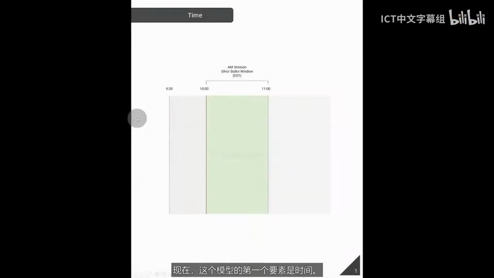Now the first component of this model is time. I'm going to be focusing on the 10 to 11 a.m. time window, or the AM session silver bullet window. The only time I will take entries is if it appears between 10 and 11 a.m.